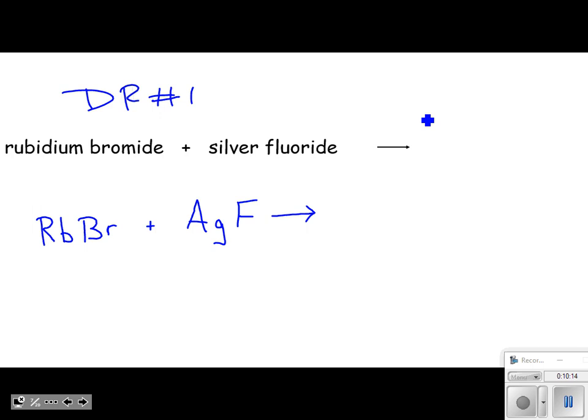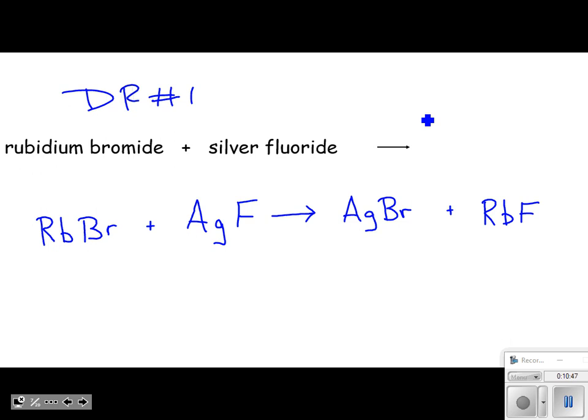Once again, my first step, a double replacement number 1, tells me to swap the cations. So when I swap the cations, I get AgBr. Both of those are 1 plus, 1 minus. And then I'm going to get rubidium fluoride, RbF. So I have swapped my cations.